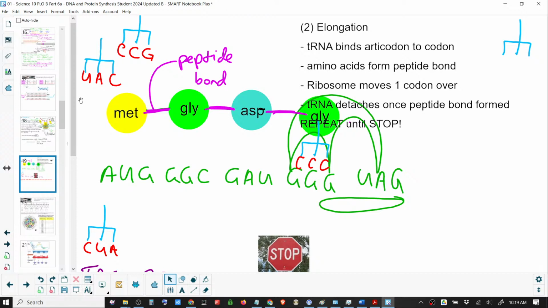I don't think it's 81. I mean, you can go through and count. 1, 2, 3, 4, and there's 1, 2, 3, 4 boxes. 4 across, 4 down. 4 times 4 is 16. 4 times 16? 64. This is a total number of 64 codes. There are not 64 amino acids. There's a little more than 20.